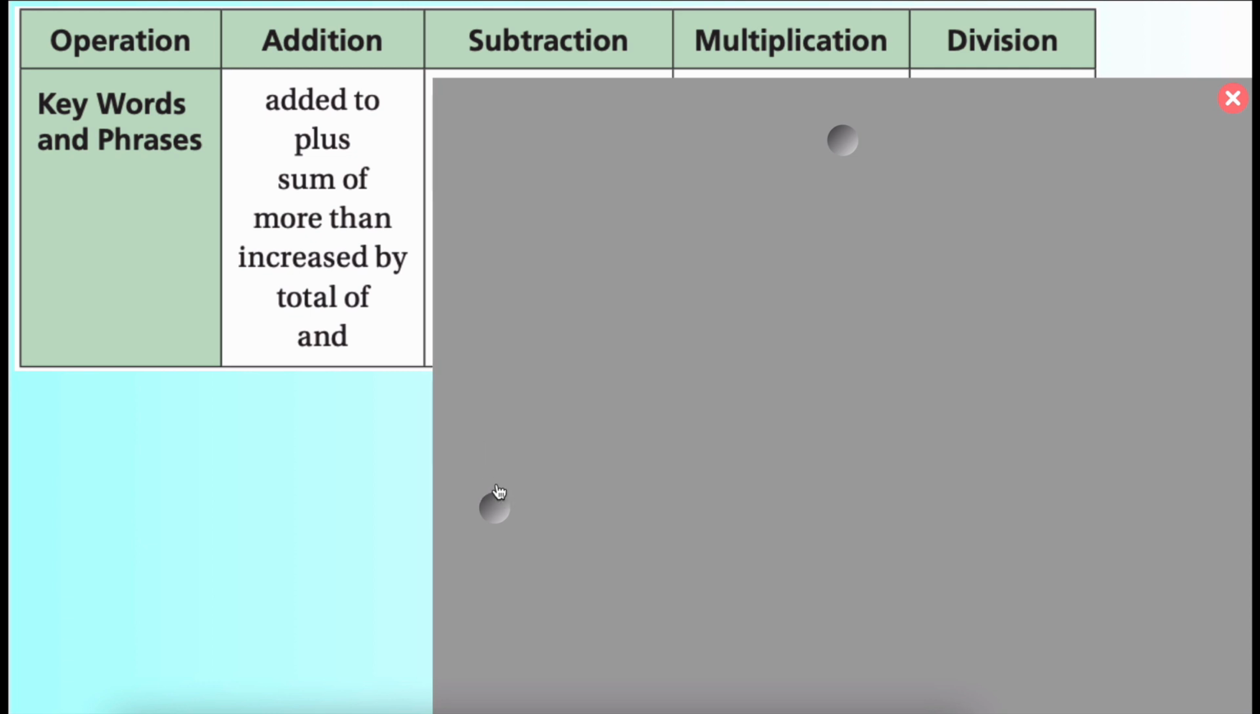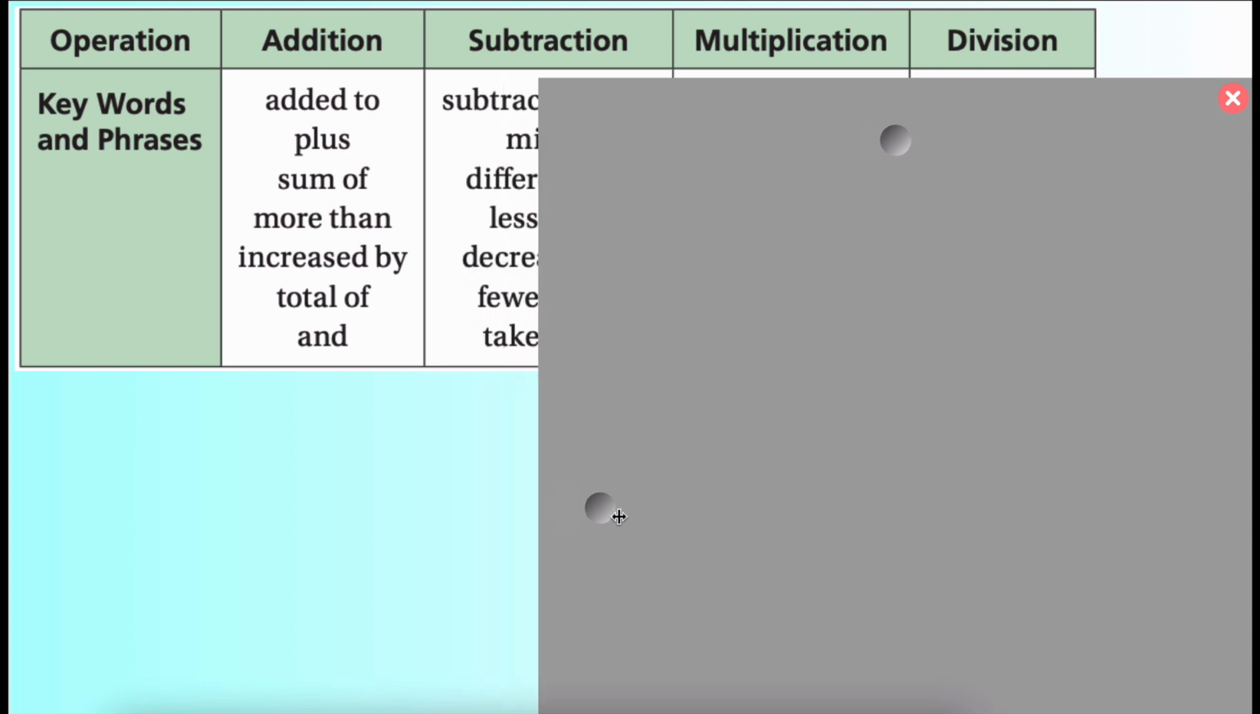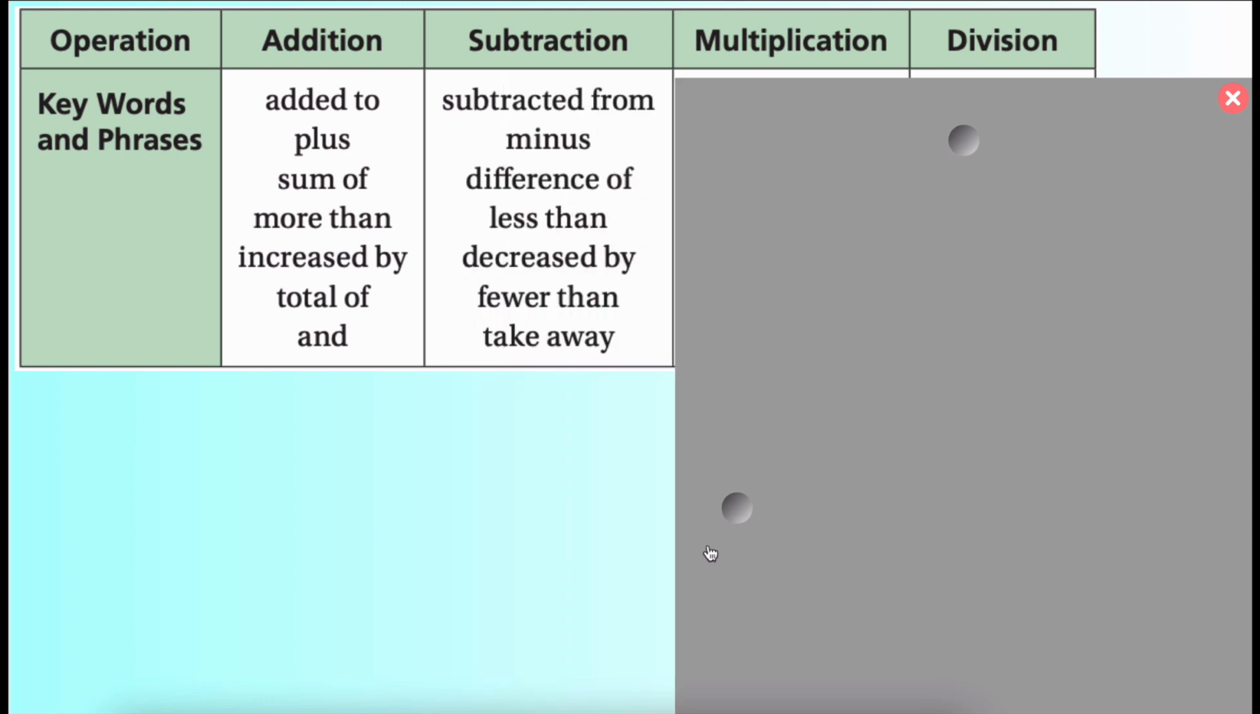The next operation we've got is subtraction, and some words and phrases that come to mind: subtracted from and minus. Those are pretty obvious. The difference. Difference is a word that has to do with subtraction, the difference of something. Another thing is less than. 13 less than 20 is 7. Decreased by, if you're decreasing something. Fewer than, you're taking away. All of these things have to do with subtraction.